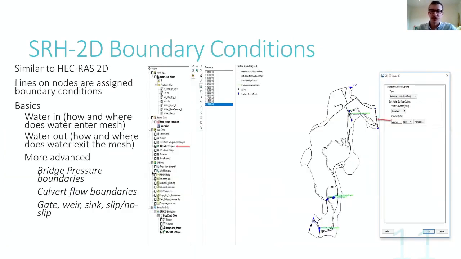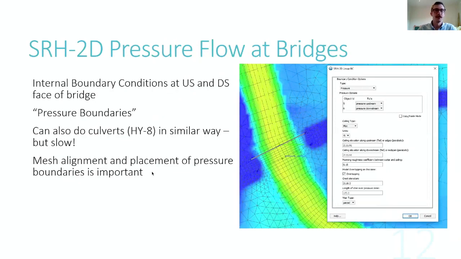And so similar to any other model, you're going to need water coming into the model, and then you need water coming out of the model. And so we set up boundary conditions within a coverage to do that. And there's also options for additional boundary conditions as well. So one example might be a levee. If you want to model a levee, then you're going to want to set up a weir boundary condition within your model.